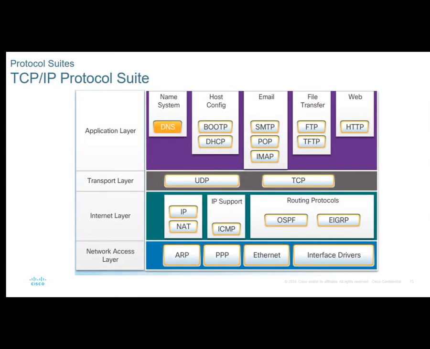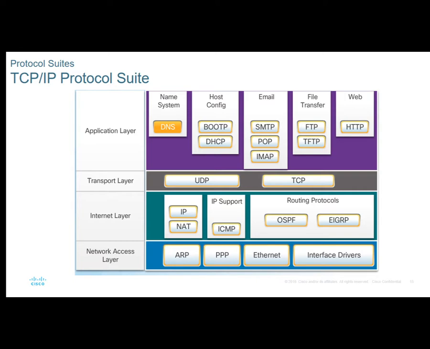So the TCP/IP protocol suite has different things in these layers, basically, okay? In the application layer, we've got DNS, boot, DHCP, email, file transfer with FTP, web with HTTP, and then the transport layer uses UDP or TCP.